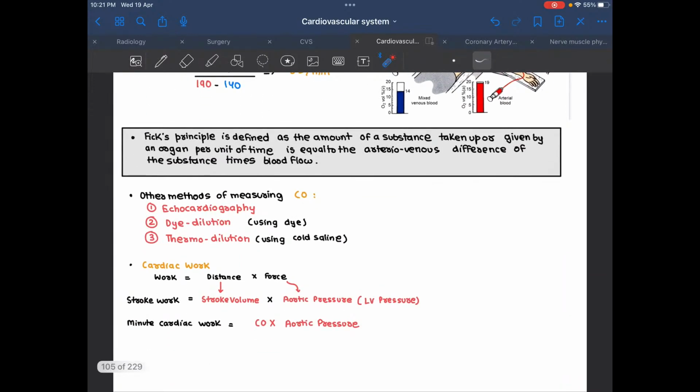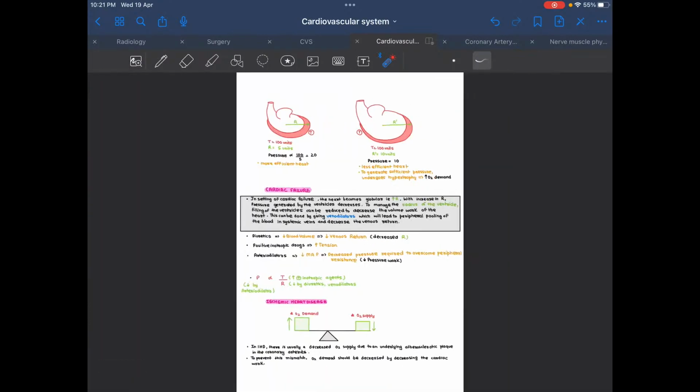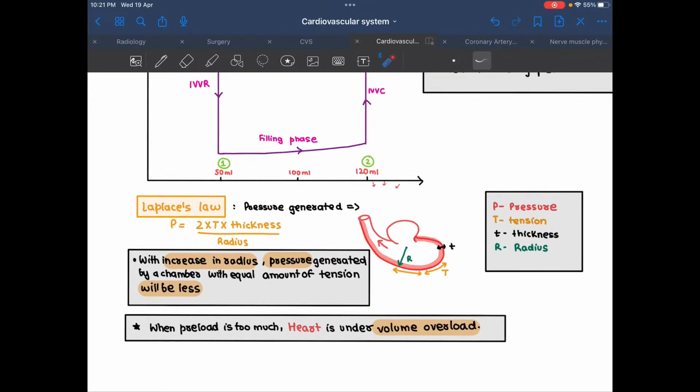We can have other methods of calculating your cardiac output. One includes echocardiography, obviously. We have the dye dilution method and we have the thermodilution method as well. So these are the different things that I can say. All right, let me discuss something about the Laplace law. There is one thing known as the Laplace law.